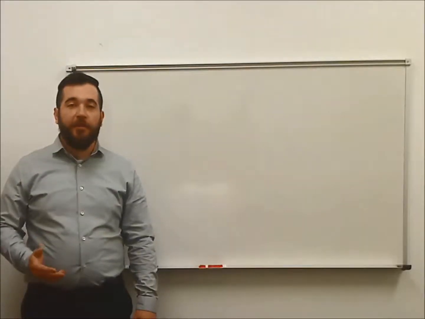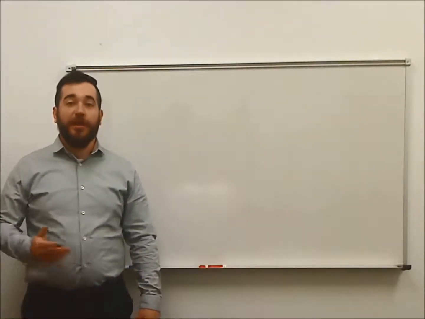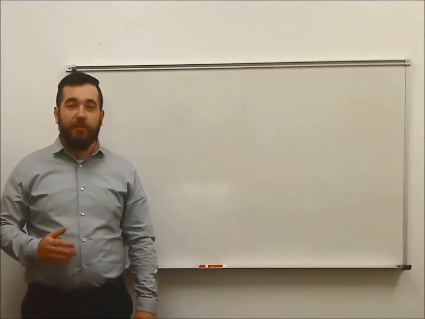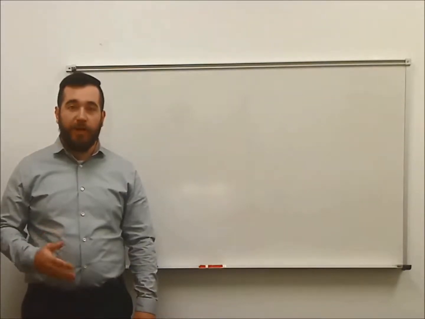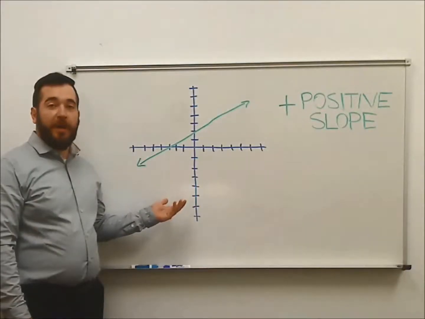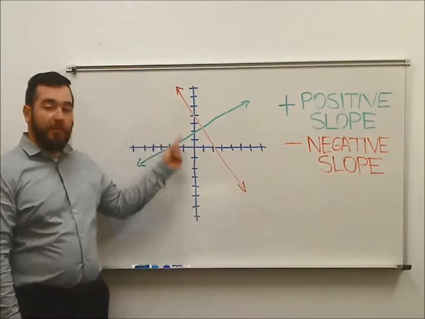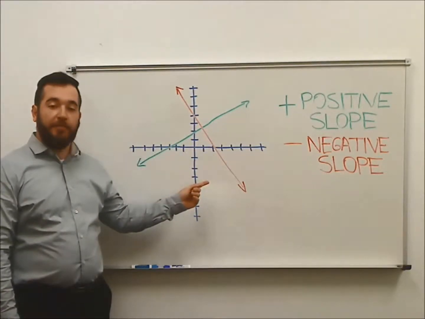Let's talk about the slope of a linear equation. Slope is a ratio associated with a linear equation that represents how quickly a line rises or falls. If slope is positive, the line goes up as you move to the right. Now, if slope is negative, that means the line moves down as you move to the right.